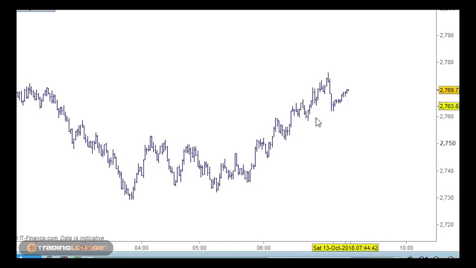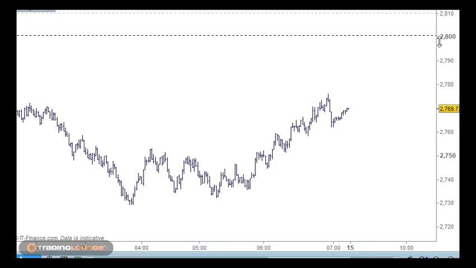Anyway, I need to think about that a bit more. But we need a wave 4 here, and then we need a wave 5 up here. So we're not far off this coming up here. We may not reach the 2800 here. We may do, we may not.